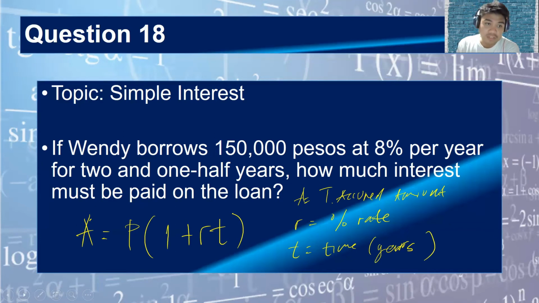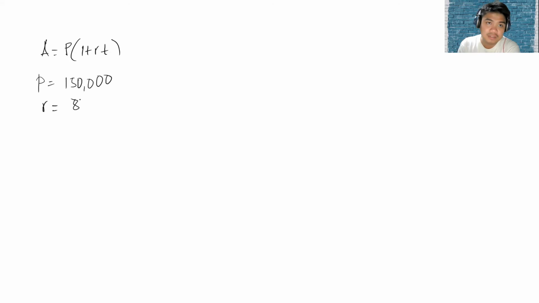Let us move to our next page and change the color of our ballpen. So we have our formula: A is equal to P times 1 plus RT. Our principal amount is 150,000 and our rate is equal to 8%. We're not going to use this format of 8%. We're going to convert that to a decimal. We know that 8% is equal to 0.08, so 0.08 is what we will use for this one.